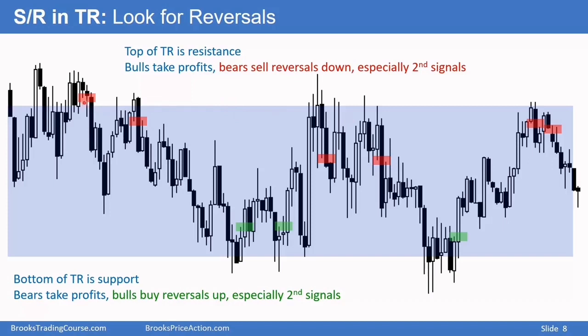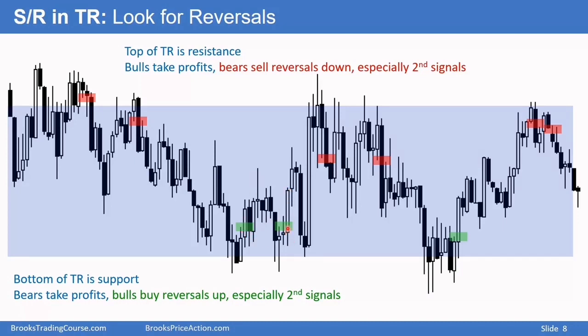Top of the trading range is resistance, so traders sell. Bears sell to initiate positions. Bulls sell to take profits. If a bull buys down here, he's going to be taking profits somewhere in the middle or top half of the trading range, certainly on a reversal down. If a bear sells here, he's going to be taking profits in the middle or bottom of the trading range, certainly on a reversal up.